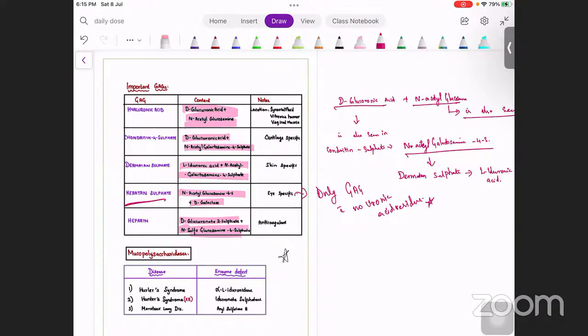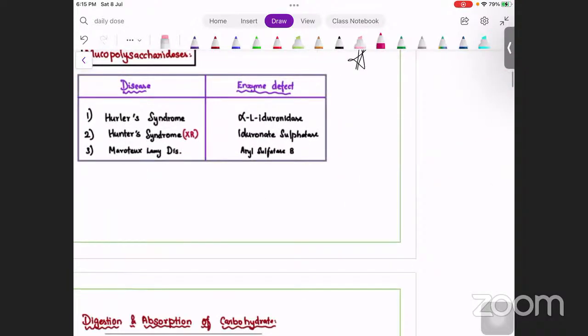And then mucopolysaccharidosis. Speaking about that, the important ones are your Hurler and Hunter. So Hurler syndrome is due to alpha-L iduronidase. Hunter is due to iduronate sulfatase, while Maroteaux-Lamy is due to arylsulfatase B. These are the prominent questions which have been asked. Among that, Hurler syndrome, where you see the corneal clouding, while Hunter syndrome, there is no corneal clouding.